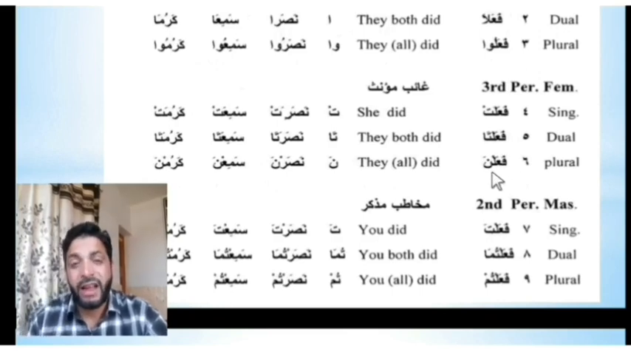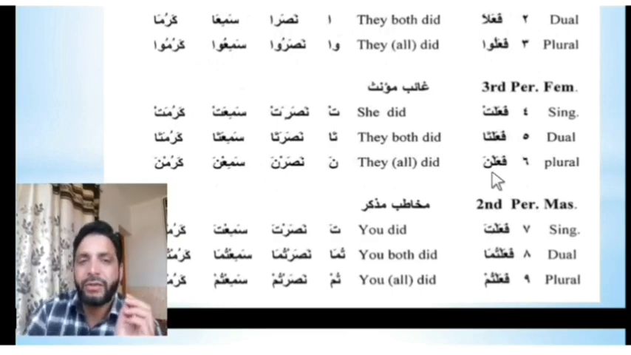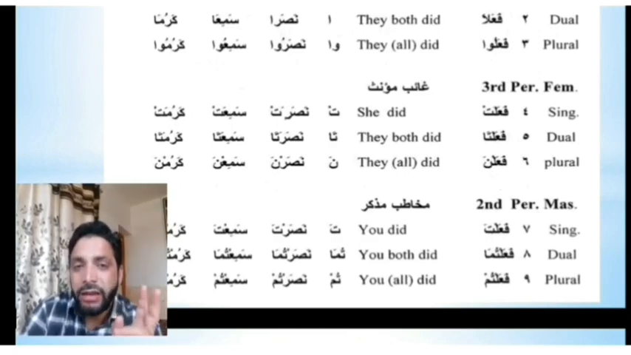Fa'alna. Fa'alna is used for jam' al-mu'annath al-gha'ib. They all did. The examples are nasarna, sami'na, qarumna.